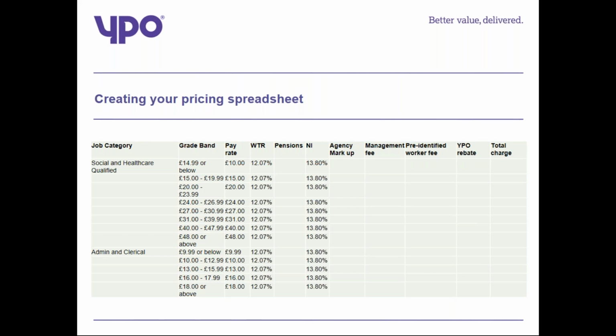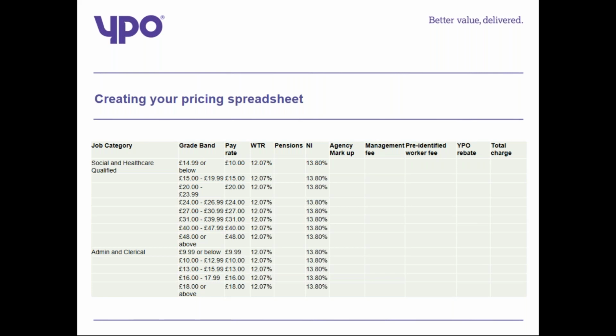There are other areas that you can also look at including within your pricing matrix. I've included one here, which is about the pre-identified worker. This is where an organisation already knows who the worker is that they want in place, and they want them within the organisation. So they advise the agency and it is managed through the MSP.